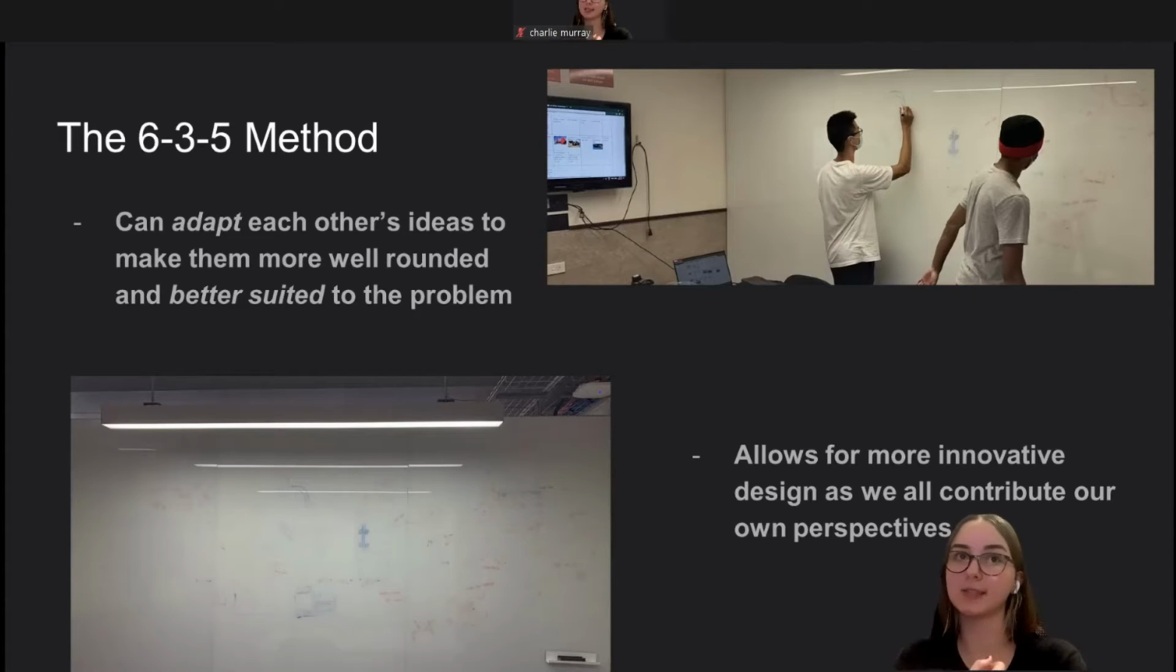Our third and final method of concept generation was the 635 method. How this worked is we each put forward 3 of our ideas from the brainstorming stage, and we had each other look at them and adapt them and morph them into something better, something more well-rounded and better suited to the problem. This worked well. It allowed for a more innovative design, as we all contributed our own perspectives towards each other's designs, which let us tackle the problem from multiple different areas and angles, rather than just our own.